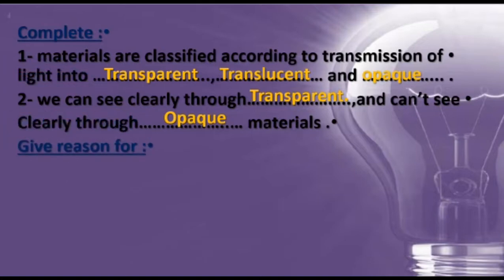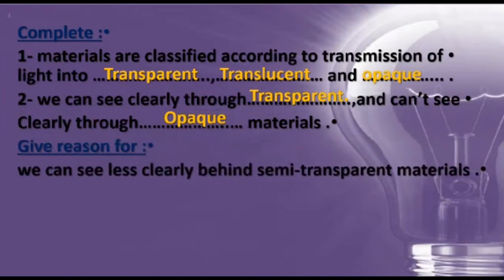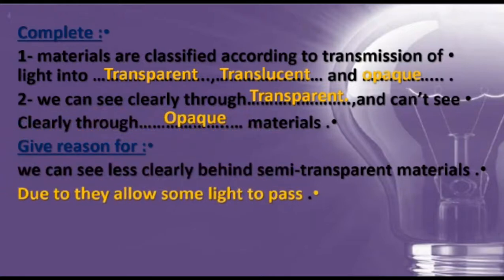Give reason for: we can see less clearly behind semi-transparent materials. Why is that? Correct, because they allow some light to pass through them.